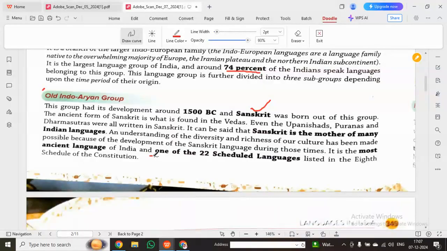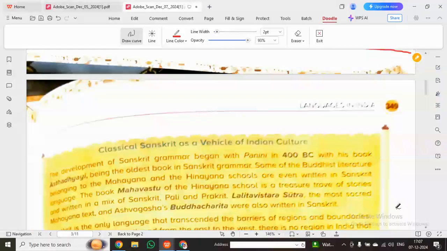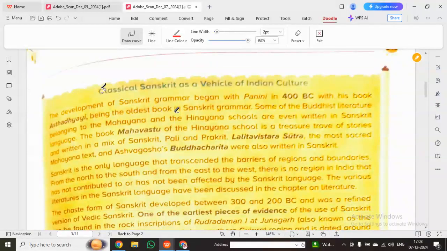It is the most ancient language of India and one of the 22 scheduled languages. So we'll talk about this later. There are 22 scheduled languages right now in the Indian Constitution, in the 8th Schedule. Of course, we'll talk about the article also later.